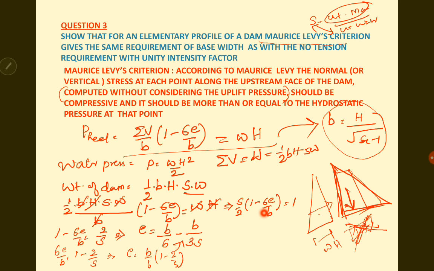Fine. So you got the equation for E using the Morris-Lewis criteria, that is B by 6 minus B by 3S. Now let us find it based on the tension criteria. Otherwise, you can just consider that you will take another sheet.